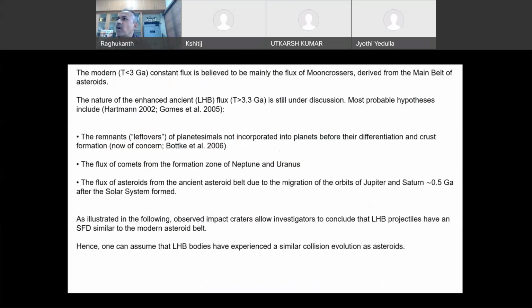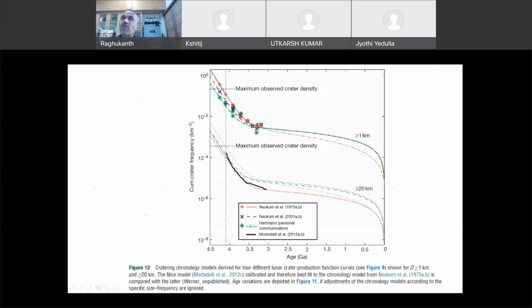So many hypotheses have actually come up. They ask why the late heavy bombardment happened. What is the reason for the heavy bombardment at the initial stage, and why was the initial bombardment so very high in the initial stages?